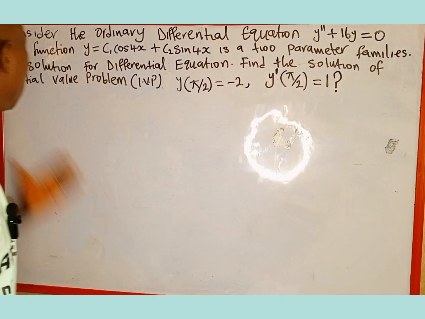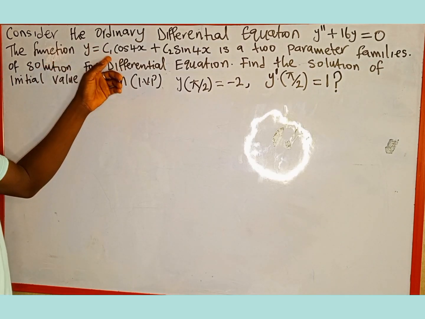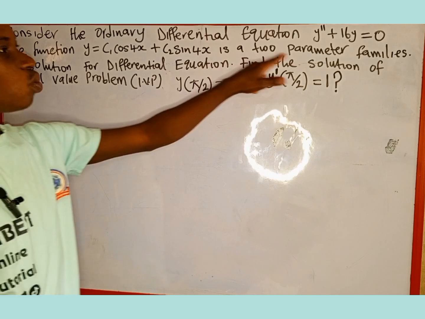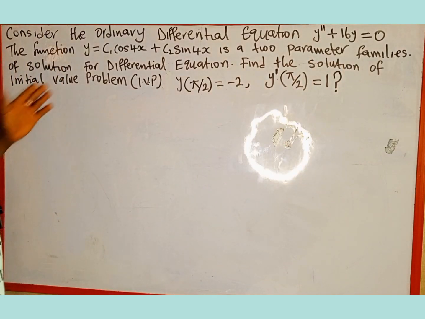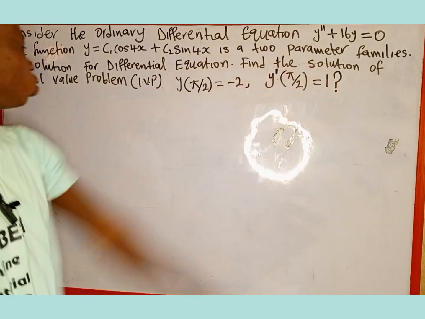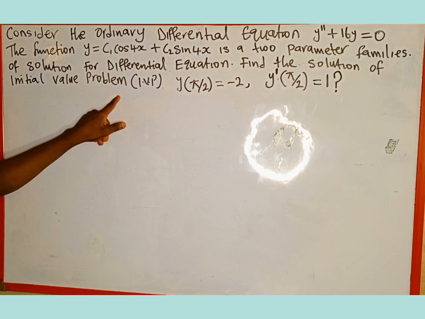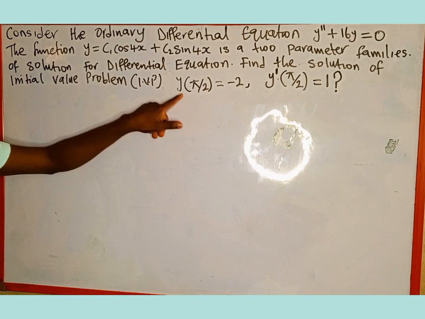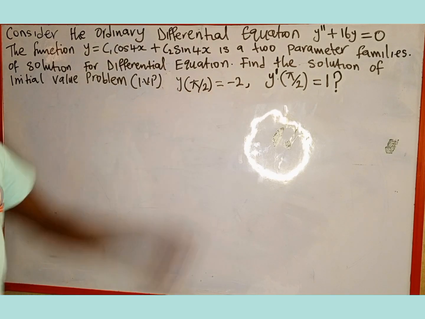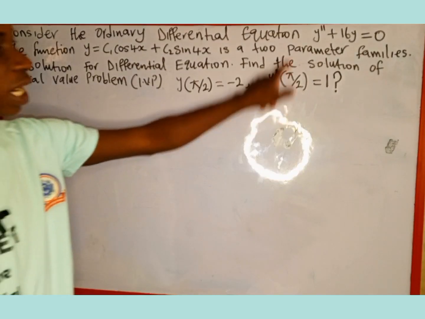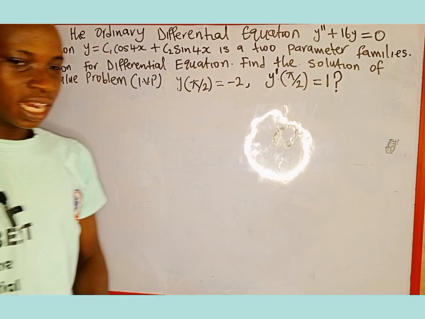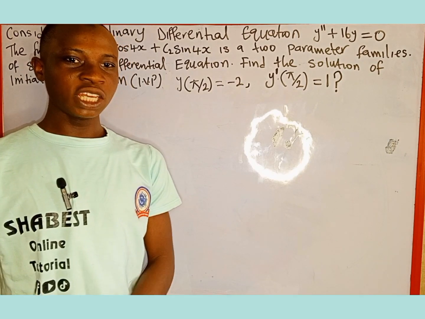So the question on the board reads: consider the ordinary differential equation y'' + 16y = 0. The function y = c1 cos 4x + c2 sin 4x is a two-parameter family of solutions for the differential equation. Then we are asked to find the solution of the initial value problem, IVP, where y(π/2) = -2 and y'(π/2) = 1. In our last class, we discussed how to verify a solution.